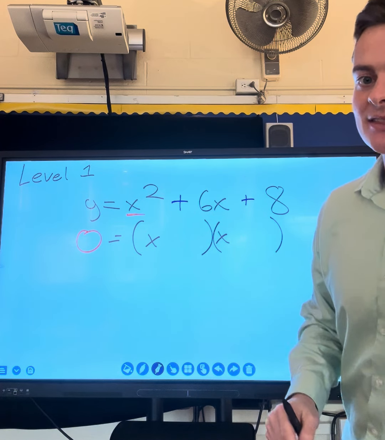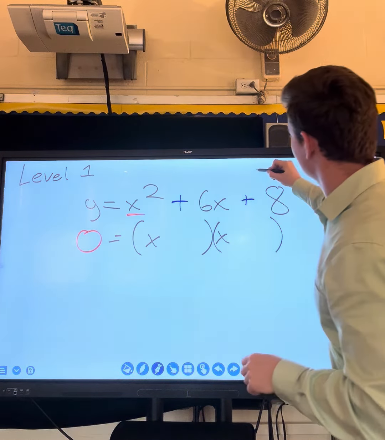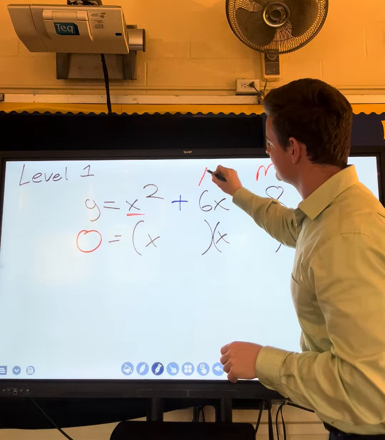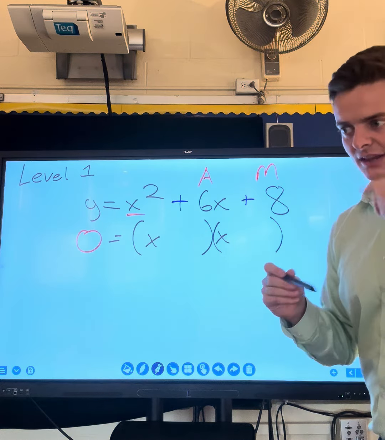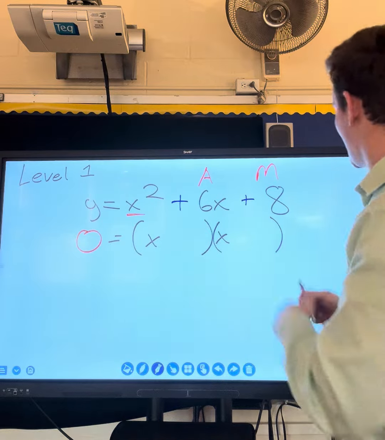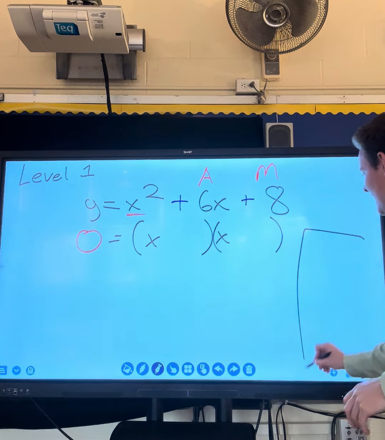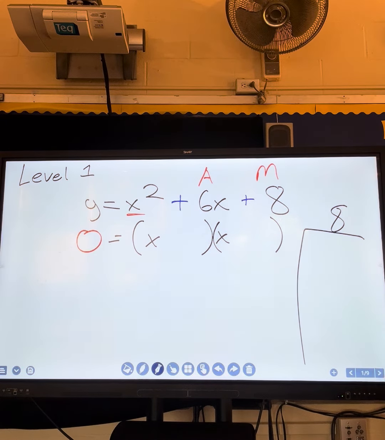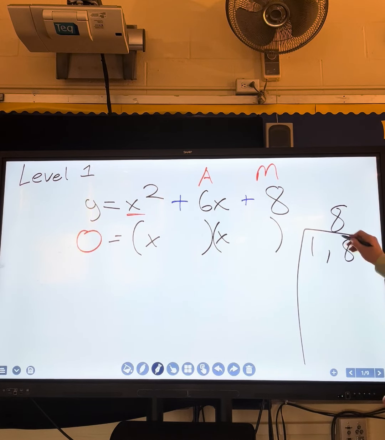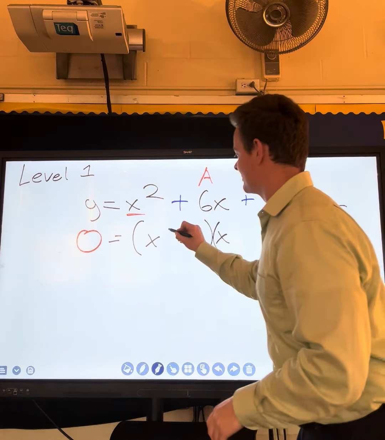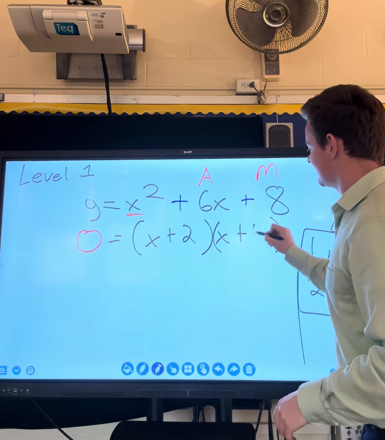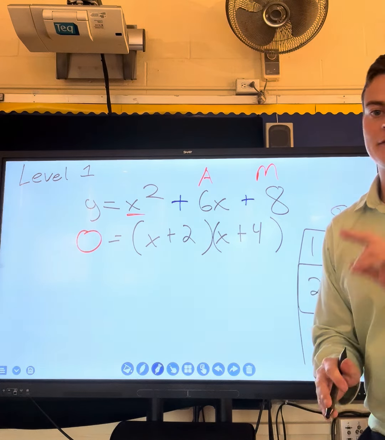The next thing is I have to think of two numbers that multiply to 8, but also add to 6. And let's say I'm not sure about those. I go to the side over here, I list the factors of 8. What are the factors of 8? It could be 1 and 8, or it can be 2 and 4. Which combination of those add to 6? 2 and 4. So it's going to be positive 2, positive 4. That's how I factor it.